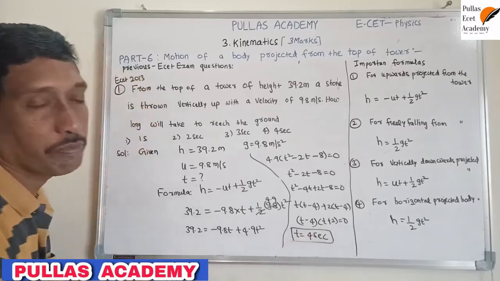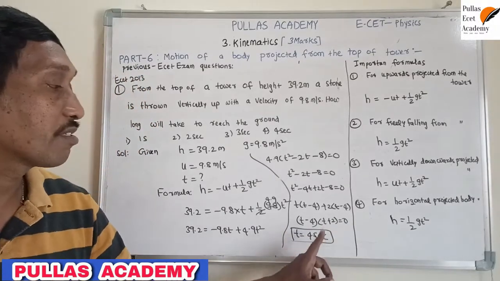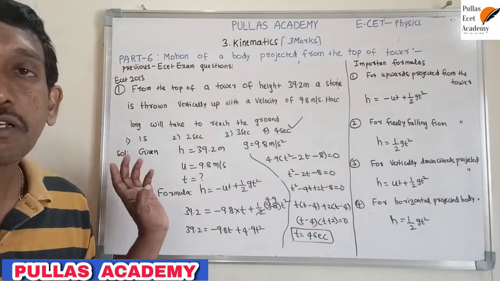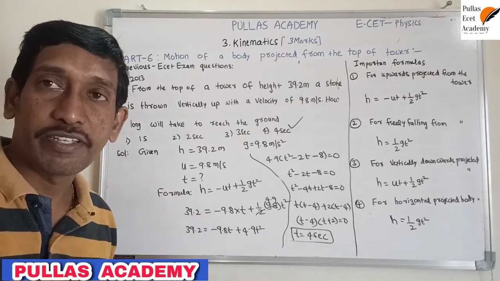Time is always measured positively. It is not possible to measure a negative sign. That's why 4 seconds is the correct answer. So this is a previously repeated question. We have to find it like this.